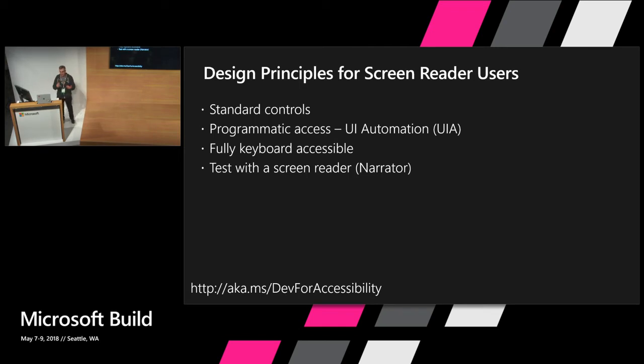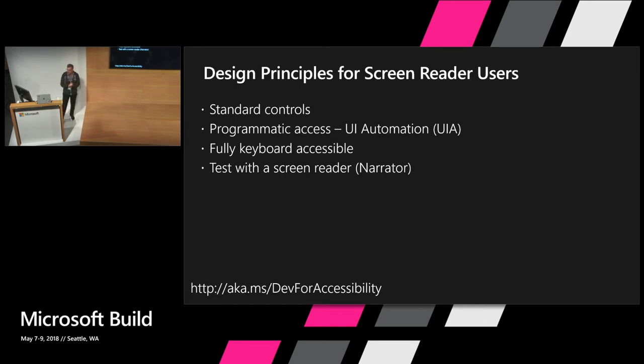Programmatic access: if you are going to use custom controls, you may have to implement your own UIA implementation for that control or polish some of the other areas that maybe you've deviated a little bit from a standard control. You may have to get in there and just tweak things a little bit with UIA. And I'm going to show you how you can do these things.